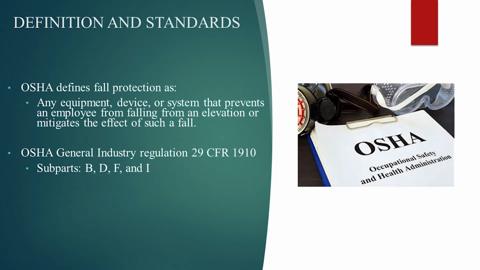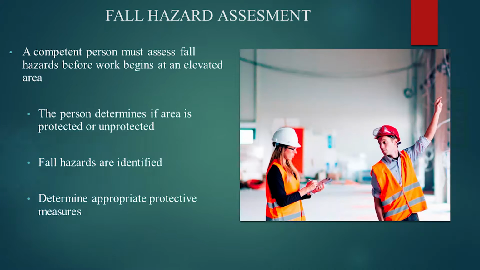OSHA defines fall protection as any equipment, device, or system that prevents an employee from falling from an elevation or mitigates the effect of such fall. TUSD's program follows OSHA's General Industry Regulation 29 CFR 1910, subparts B, D, F, and I. Before any work is started in an elevated area at a TUSD site, a competent person must make an assessment to determine if the work will be performed on a protected or unprotected area.